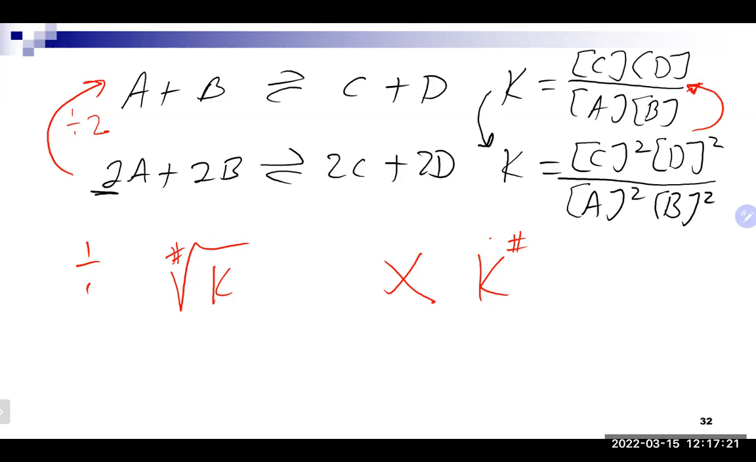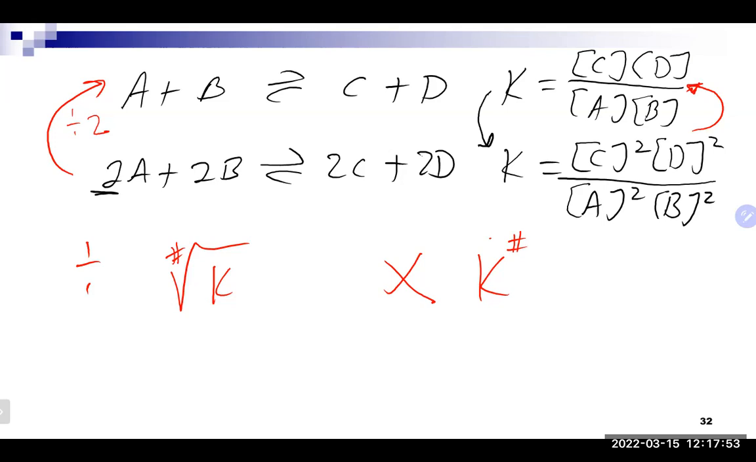In some cases, you may need to multiply an equation by a common number, and how that affects the K value is you take the K value to that number. If you multiply by 3, you would cube it and so forth. And lastly, you can divide an equation by a common number, and then you take the root of the K value. So if you divide by 3, you would take the cube root of your K value.